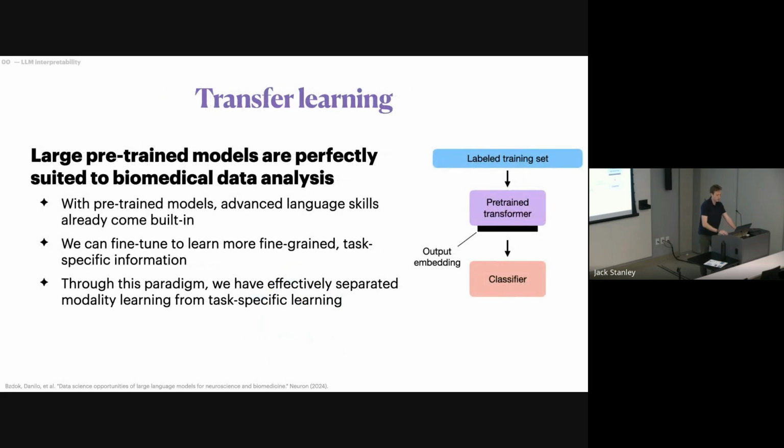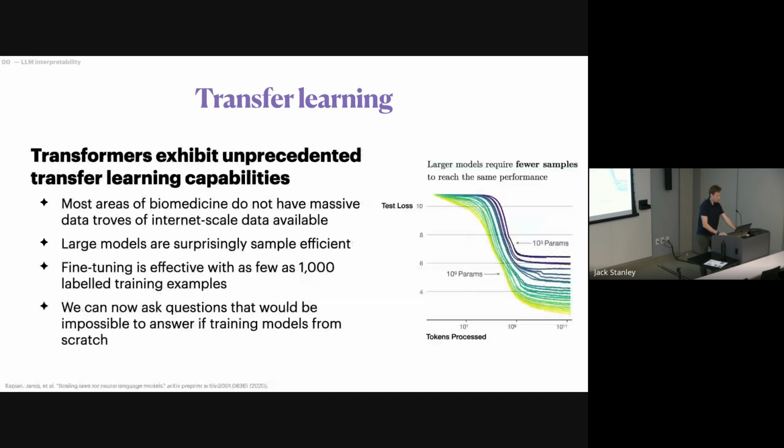So really the secret sauce that makes this directly applicable to biomedicine is transfer learning. The paradigm here is that with pre-trained models, the advanced language skills that we need to carry out the task already come built in. What this allows us to do is fine-tune these pre-trained models to learn much more fine-grained and task-specific information that we actually care about. With this paradigm, we've effectively separated the task of modality learning from the task-specific learning that we actually want to investigate. And fortunately, transformers have exhibited unprecedented transfer learning capabilities.